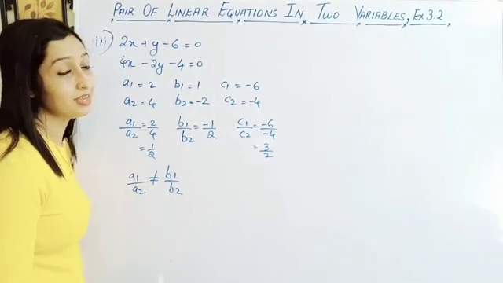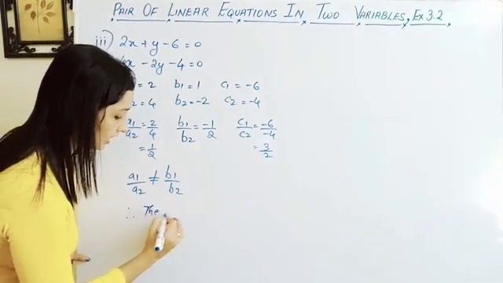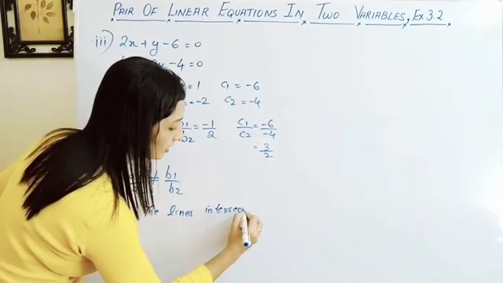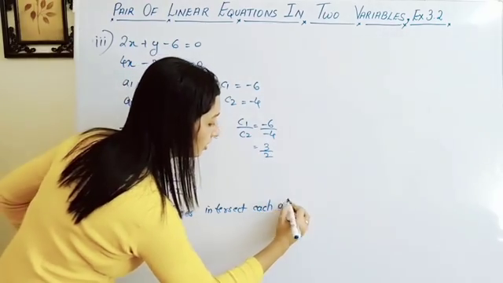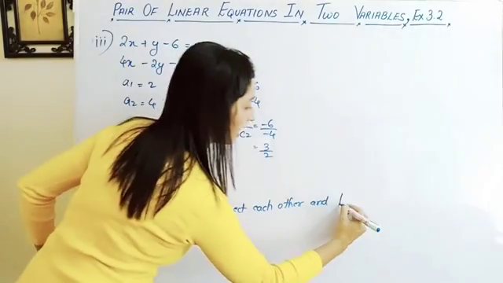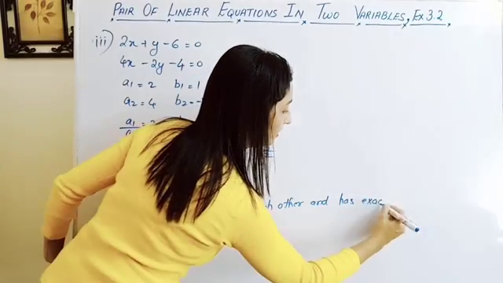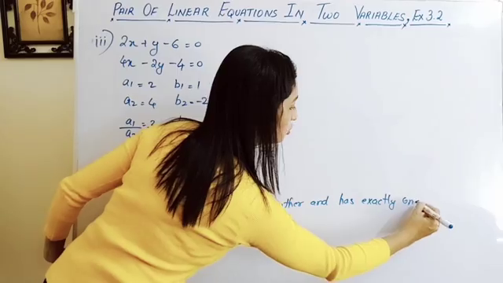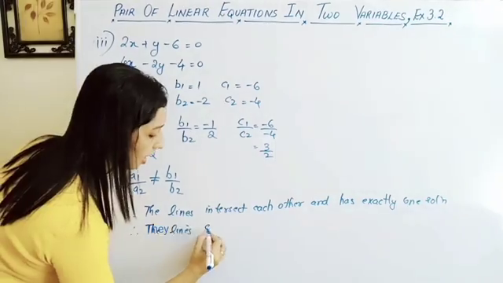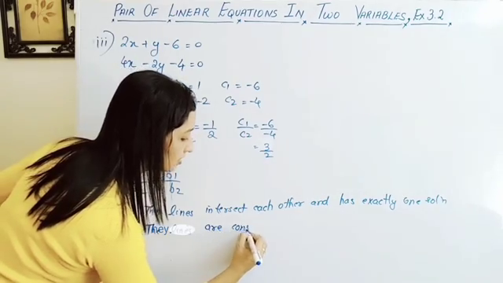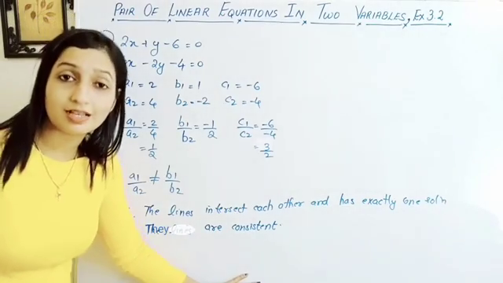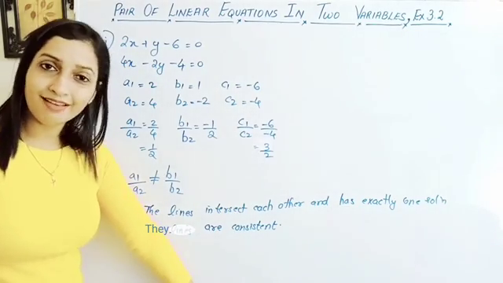Then what happens? Therefore, the lines intersect each other and have exactly one solution. And therefore, they are consistent. So if it is consistent, what have they asked us to do? To find out the solution graphically.